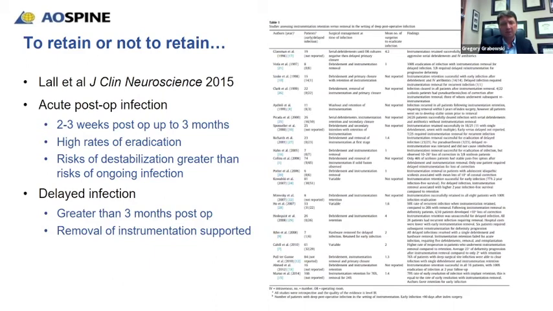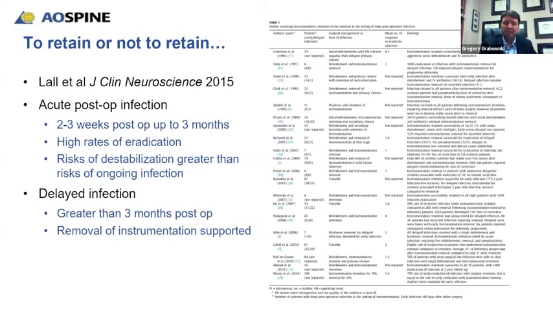The ultimate upshot to that is that when you have somebody who has an acute postoperative infection in the setting of instrumentation, an acute postoperative infection is being described in this particular review as 2 to 3 weeks post-op, up to 3 months post-op. If you do a good irrigation debridement at that first diagnosis, and then treat appropriately with antibiotics on the back end, you can achieve really high rates of eradication.